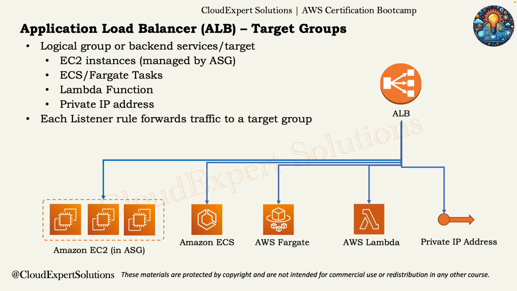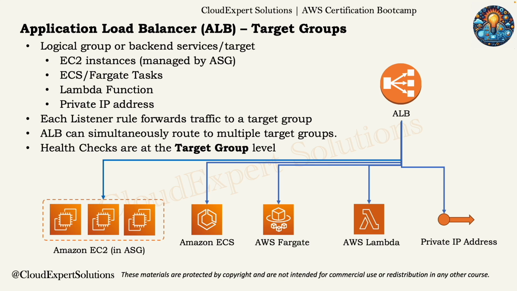For every target group, you need to create a listener rule to forward the traffic. You can also enable health check at the target group level. Using the health check, application load balancer can isolate any unhealthy instance or services in a target group, and it will route traffic only to the healthy instance. We will review health check in a dedicated slide.